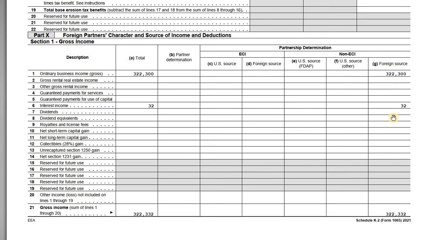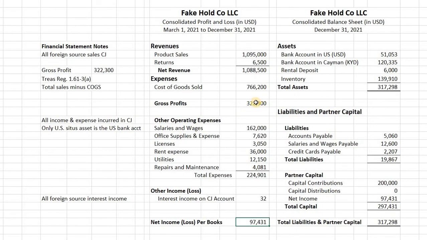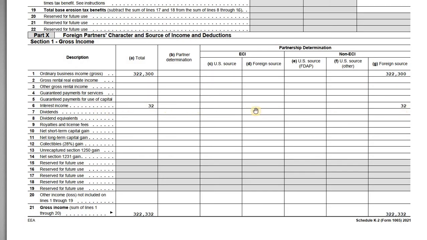The foreign source column here is the position we're in, right? We don't have any effectively connected income with a U.S. trader business, and it's all foreign source, right? All of the sales activity occurs outside the U.S. All of our customers are outside the U.S. The interest income earned on the bank accounts is non-U.S. interest income. So that's why we're reporting the net ordinary business income here, the gross income, right? Remember that 322,300, that is the gross profit from the company, right? 322,300. And then we have our interest income here, $32, again, foreign source, non-ECI.